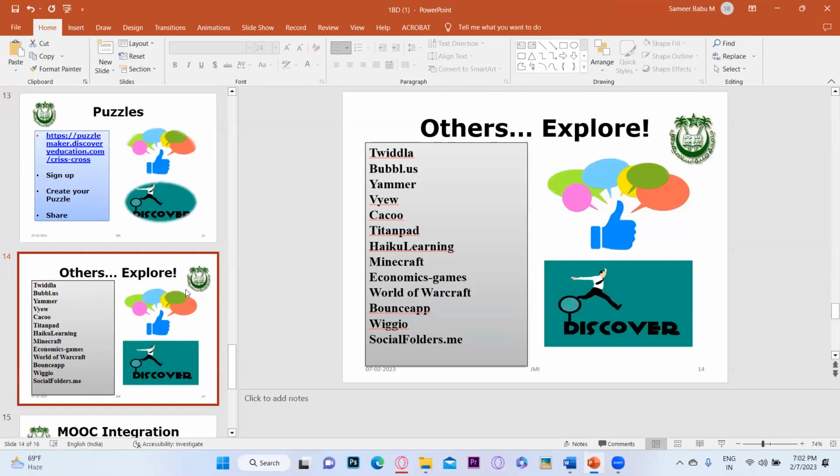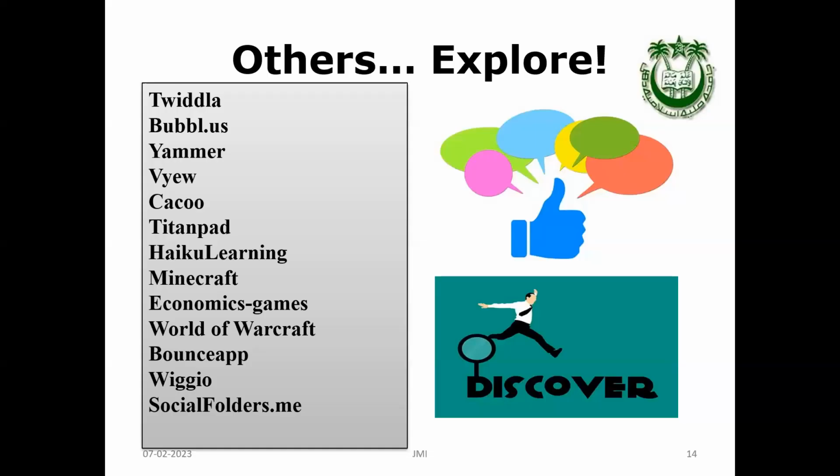Now see, there are many other interactivity elements in the classroom. There are many other possibilities of interactivity like this. I am not giving you like this. You can explore it. There are like Twiddler, Bubble Lotus, Yammer, View, Kaku, Titan Pad, Haiku Learning, Minecraft, Economics Game, World of Warcraft, Bouncy, Wikio. All these are some of the interactivity platforms.